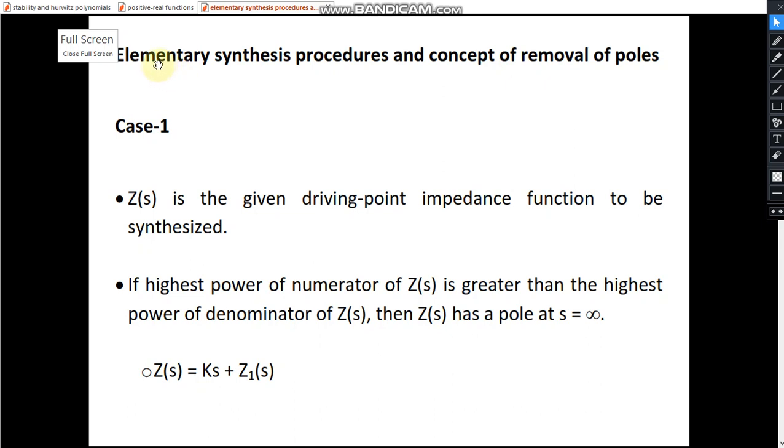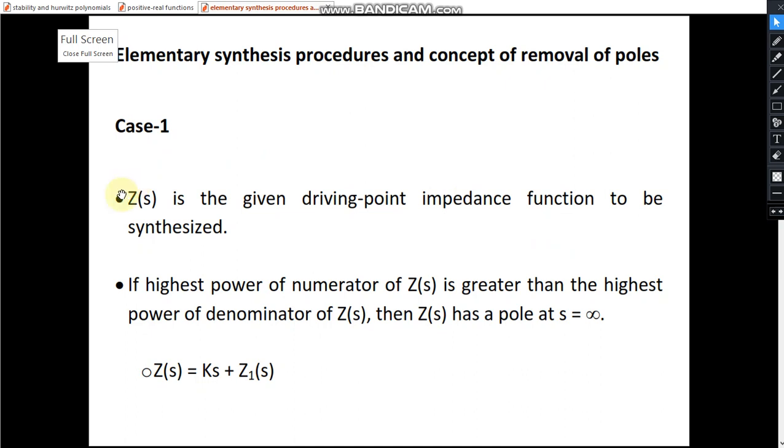We'll discuss some elementary synthesis procedure and the concept of removal of poles. Actually, what we do in case of synthesis, the whole synthesis is based upon removal of poles and also removal of constant values. So here we will be discussing removal of poles.